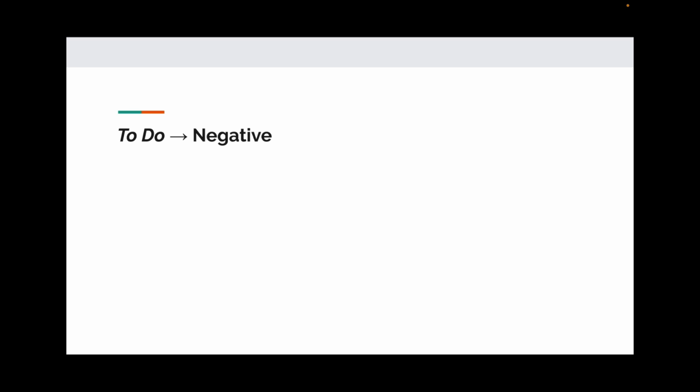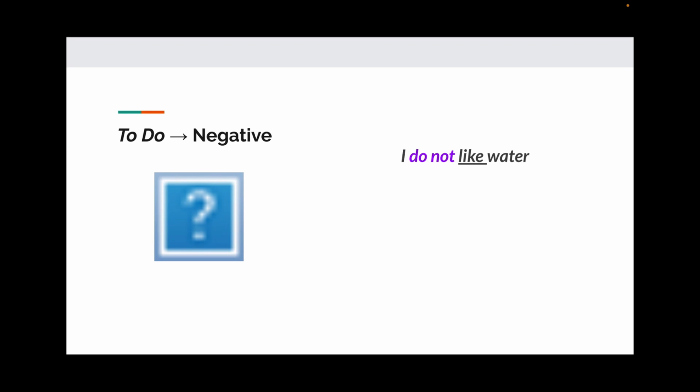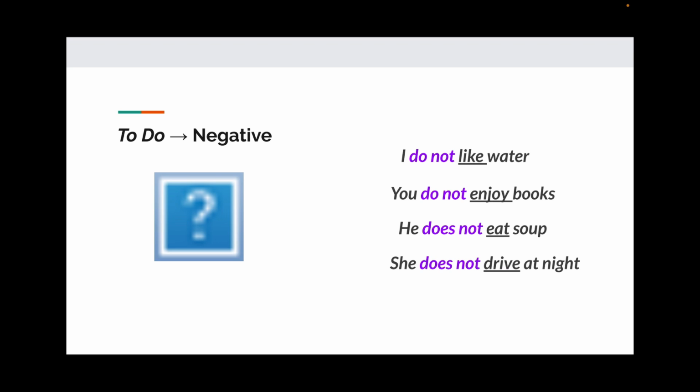Let's look at how to do is used to form negative statements. And so a good negative statement would be, I do not like water. Here we have a negative statement because of the not. You do not enjoy books. He does not eat soup. She does not drive at night. Again, all of our main verbs have no s, es, or ies.